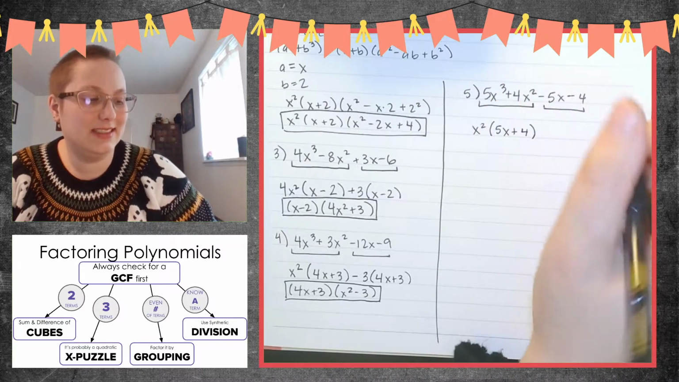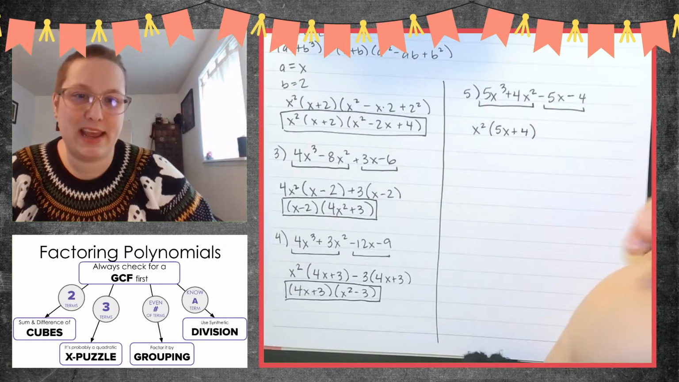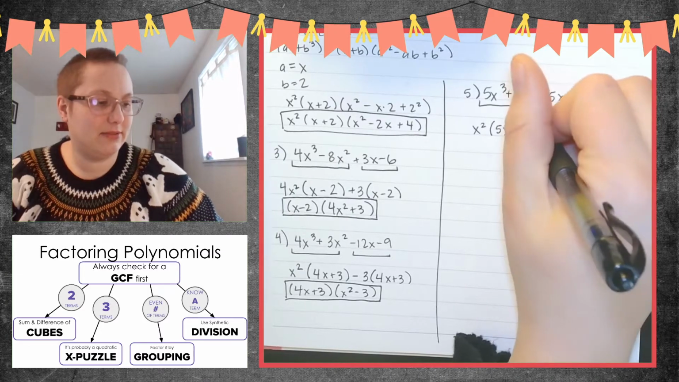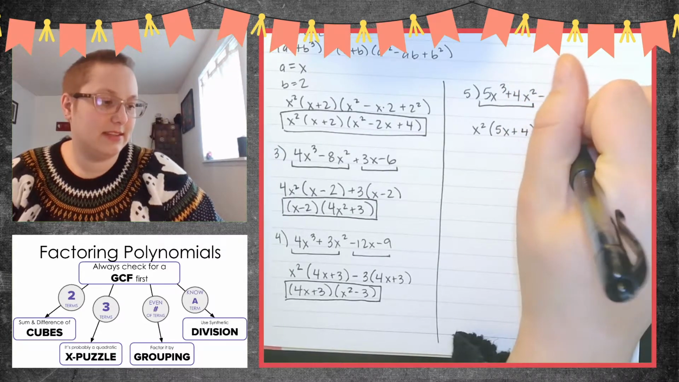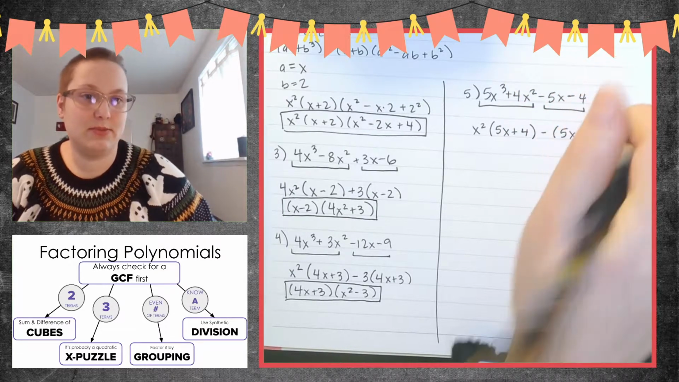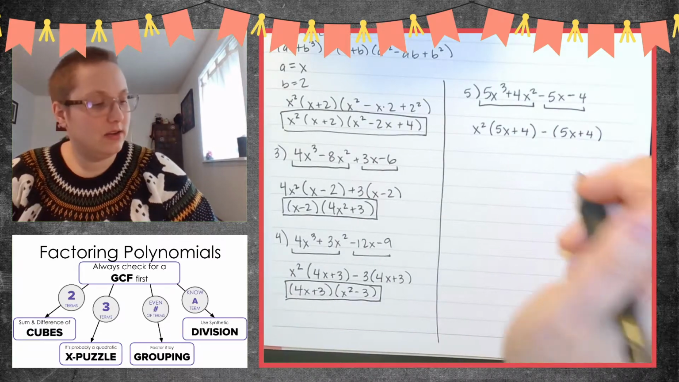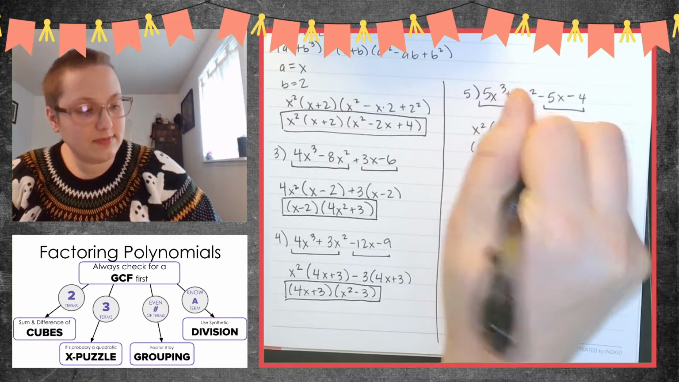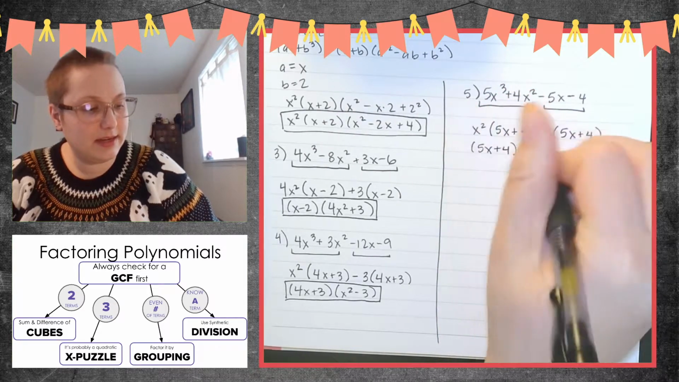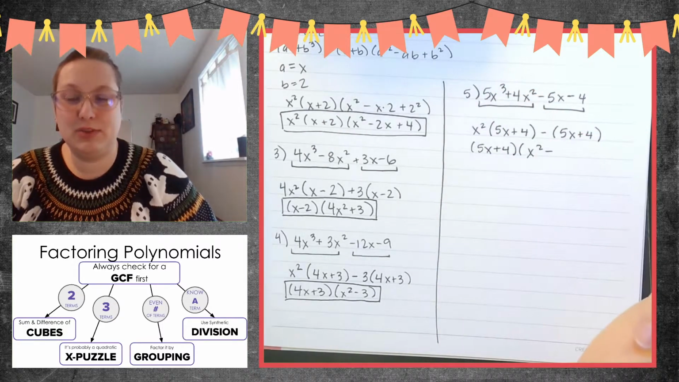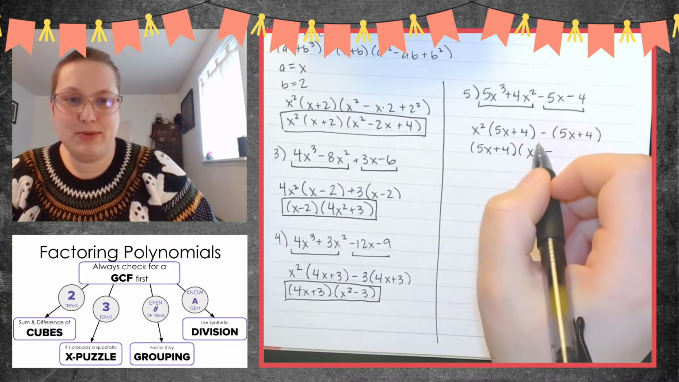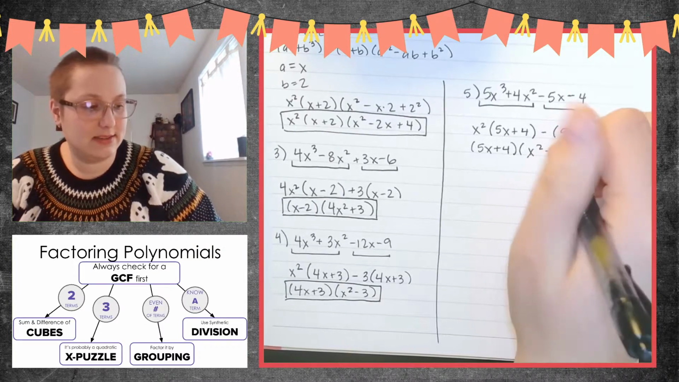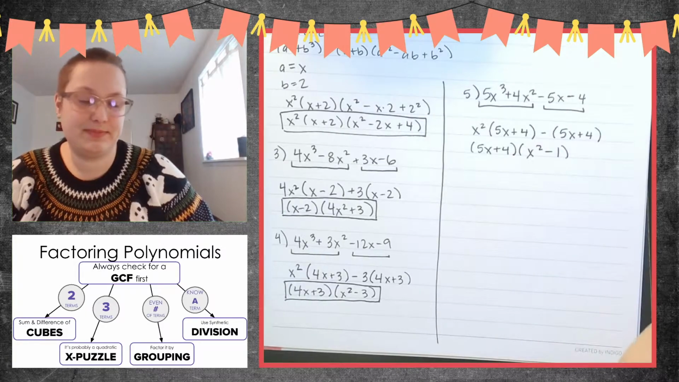And then over here, I can't take out anything, but maybe a negative would be good because I want to take a negative out for this. And that's 5x plus 4 now, which is what I wanted. So I can take that out in front. I have 5x plus 4 times x squared minus. That's where people get confused about what to put here. I'm doing minus 1 times this, so it's x squared minus 1.